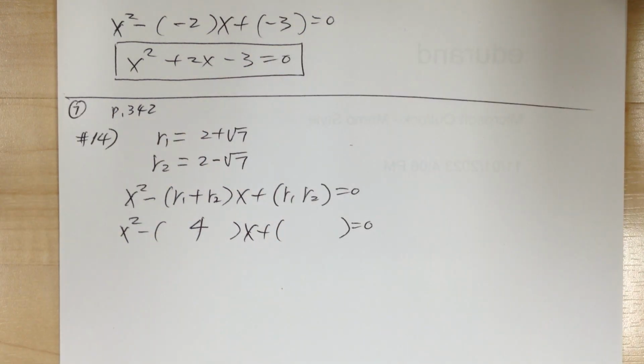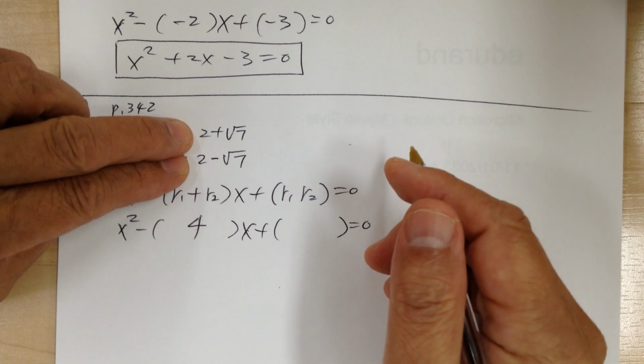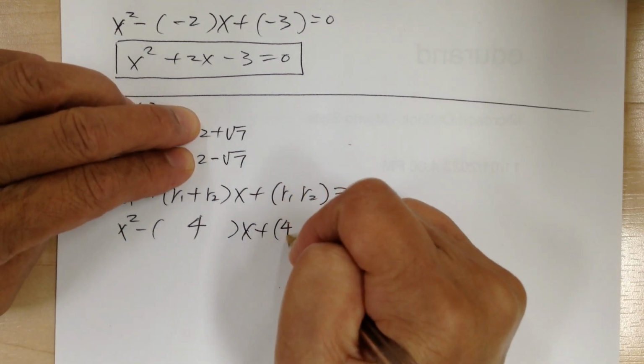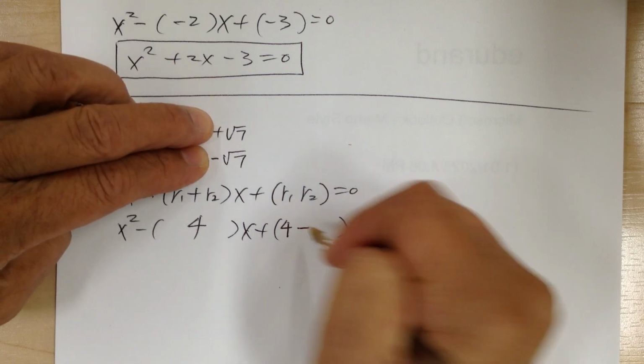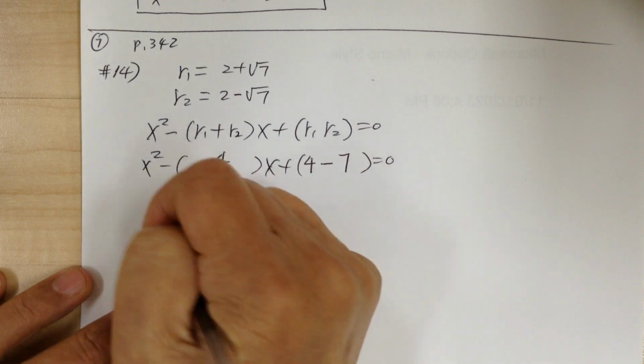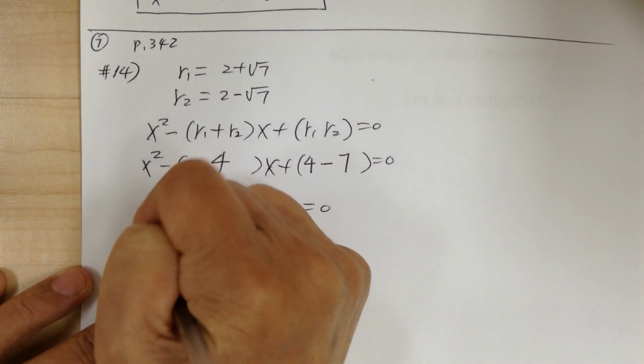Now you have to do the multiplication. When you multiply, these are conjugates. To multiply conjugates, you just multiply the corresponding parts, because the outer and inner terms will cancel out. So 2 times 2 will give you 4. Plus times minus will give you minus. Square root of 7 times square root of 7 will give you 7. Now all you have to do is work it out. So you get x squared minus 4x minus 3 equal to 0.